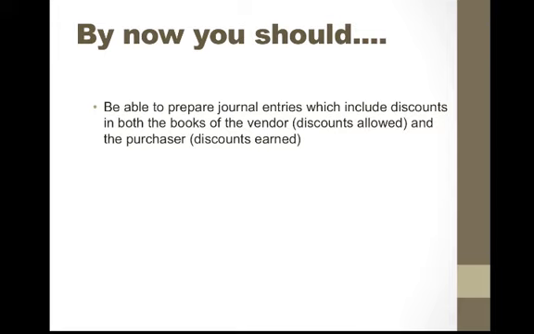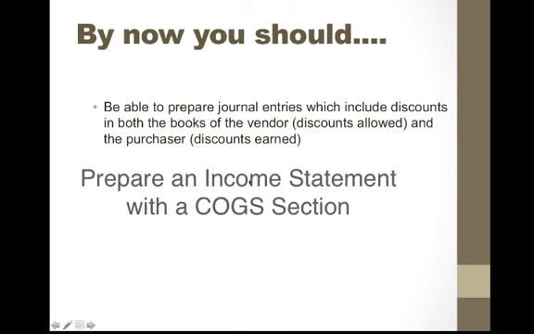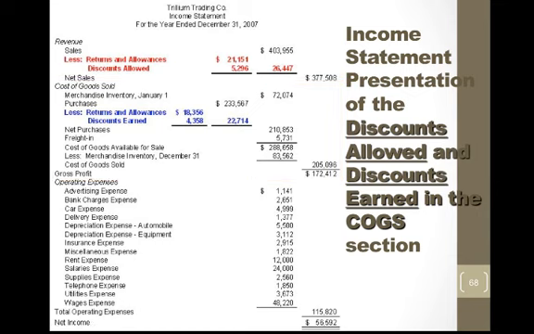So by now you should be able to prepare journal entries which include discounts in both the books of the vendor, which is discounts allowed, a contra revenue account, and in the books of the purchaser, which is the discounts earned account, which is a contra expense. Also, you should be able to prepare an income statement with a cost of goods sold section for a merchandise company. And I'm going to just go back to this page here if you want to take some notes on that. You can pause it here.